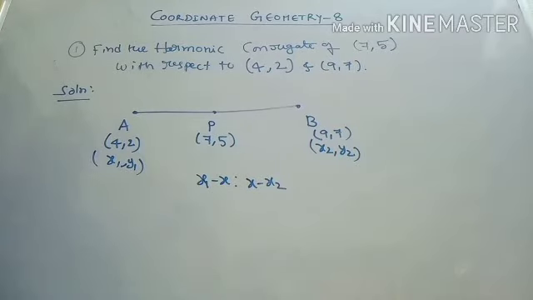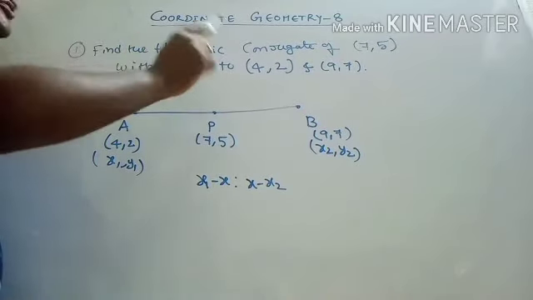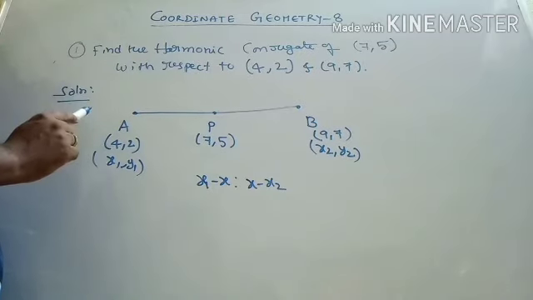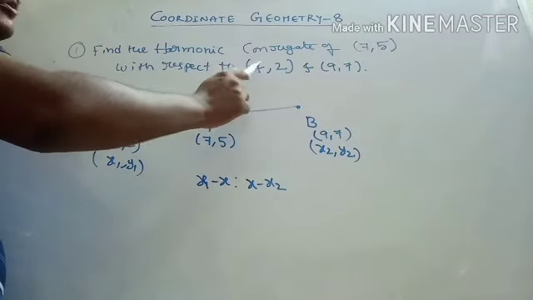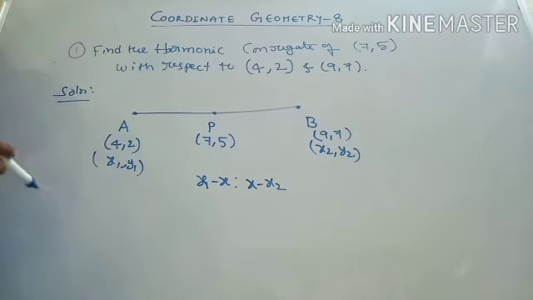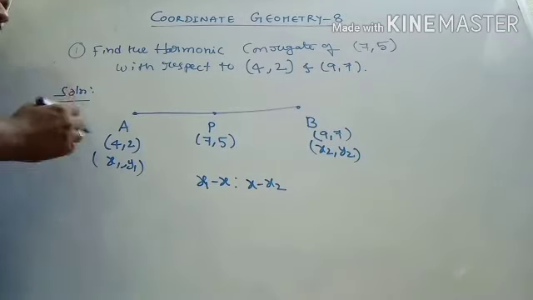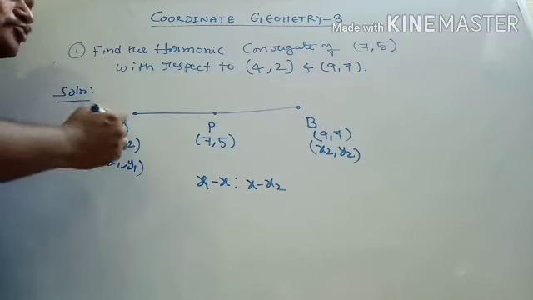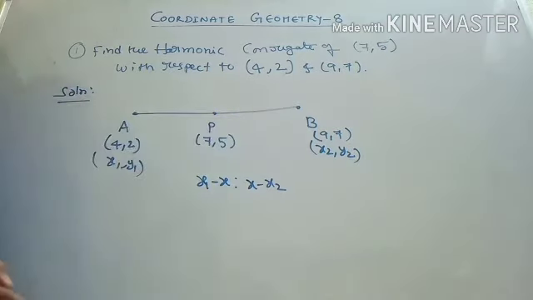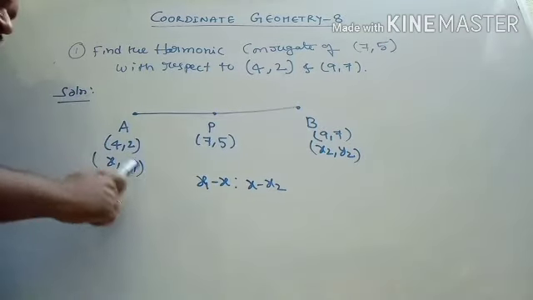Now we have an application oriented problem. Find the harmonic conjugate of (7, 5) with respect to (4, 2) and (9, 7). Here, how will we do this problem solution? Let us take A as (4, 2), B as (9, 7), and we take these as x1, y1, x2, y2.